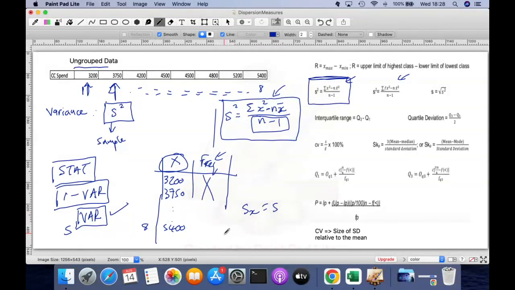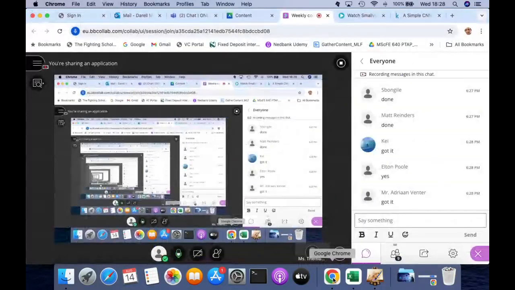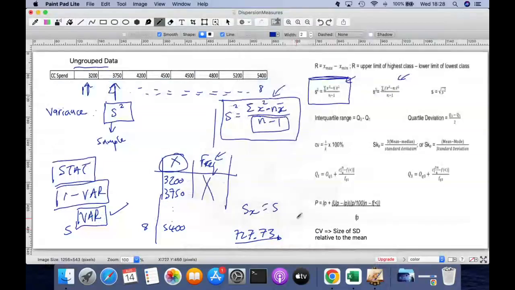When you select that and press equals, everyone should have a value of 727.7, rounding to 2 decimal places, 727.73. Anyone didn't get that? Oh, okay. How many got that? 727.73. Fantastic. So that's the value for s.